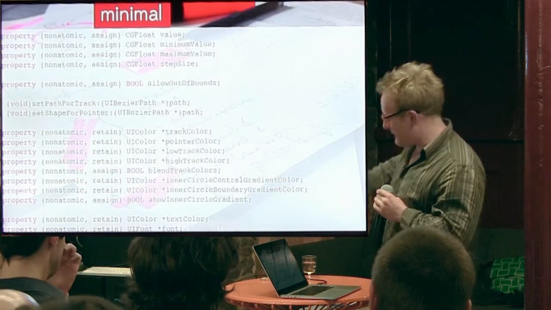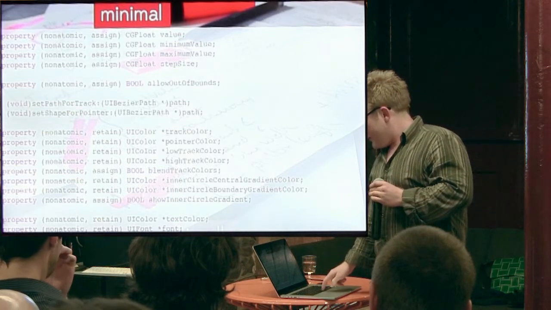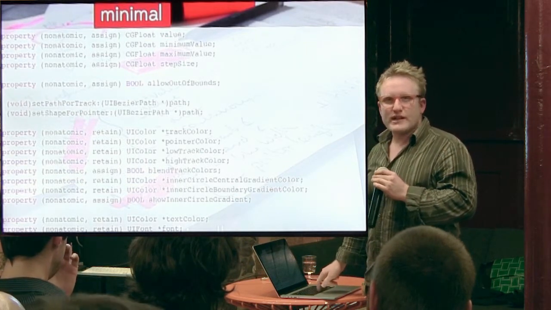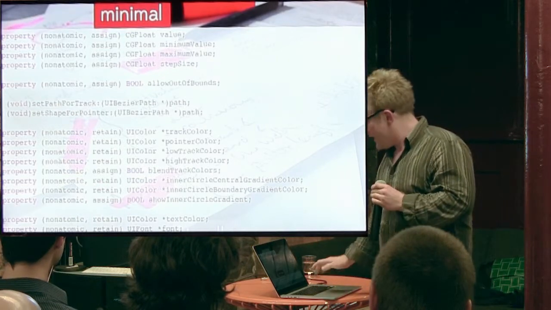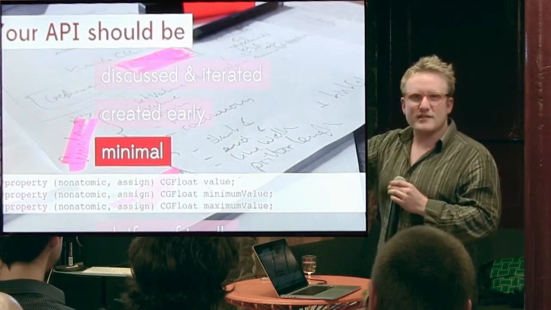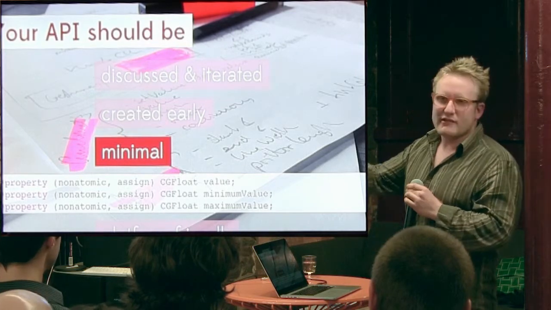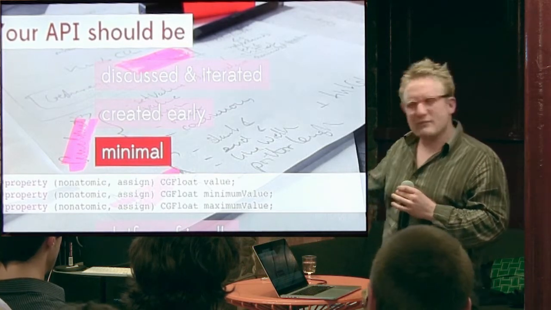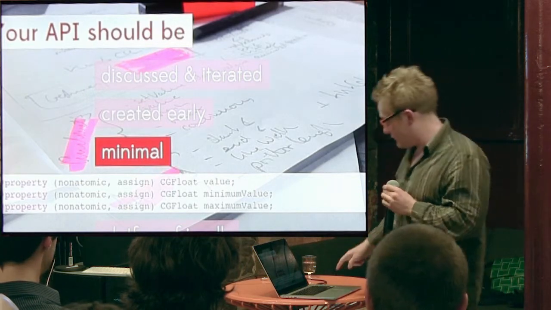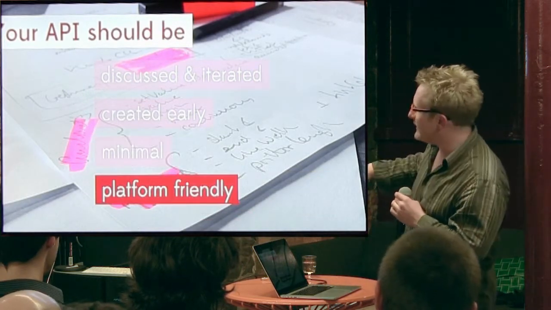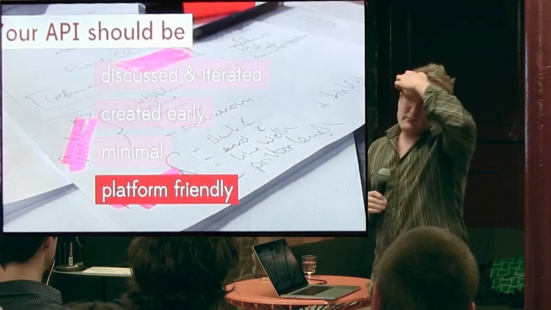But that means that it's really quite complicated to use, it means it's really quite complicated for people to understand, and in reality all we need for this control that we've got here is a value, a min value and a max value. We need some other things for how to actually display it, but from the point of view of its functionality, that's all we need. And then finally, platform friendly.